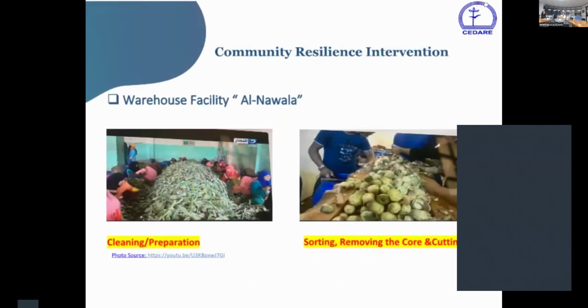Additionally, the economic factor is vital in promoting climate change downscaling. Therefore, we are establishing a warehouse facility to act as a food processing facility for different crops, where women and youth have equal job opportunities with reasonable wages.